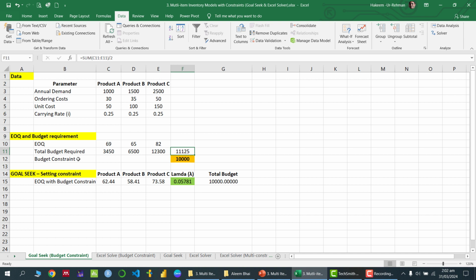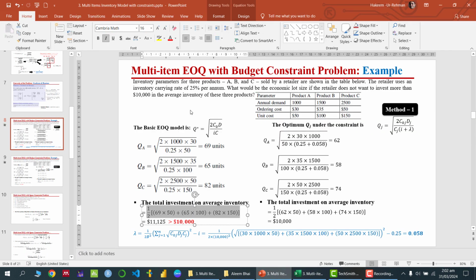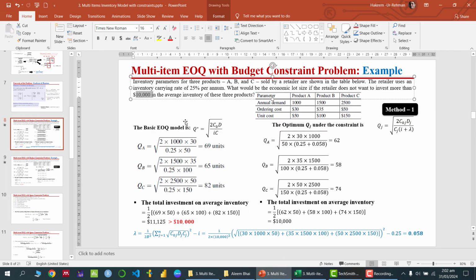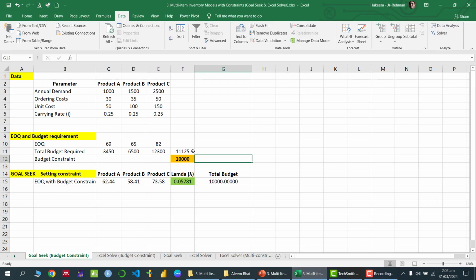And then we are mentioning the restriction, that is the budget constraint is 10,000, which was given in that data set, that it shouldn't be more than 10,000. If we give the order without considering the budget constraint, we simply calculate the economic order quantity for product A separately, product B separately, and C. And when we calculate the budget, it says the budget we need is 11,125, but we have 10,000. We want to spend 10,000, so this shouldn't be more than 10,000.